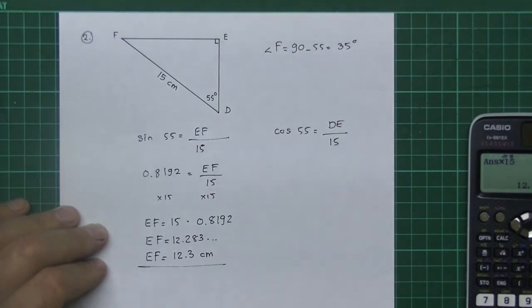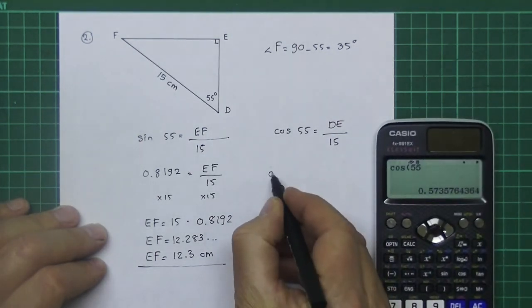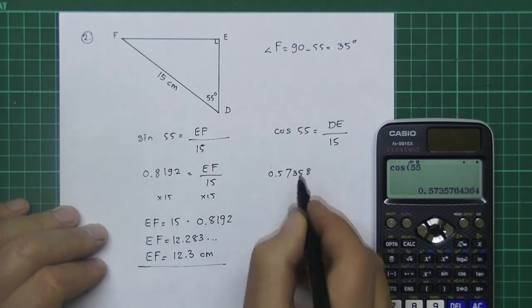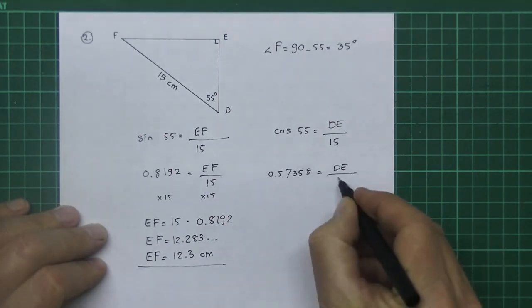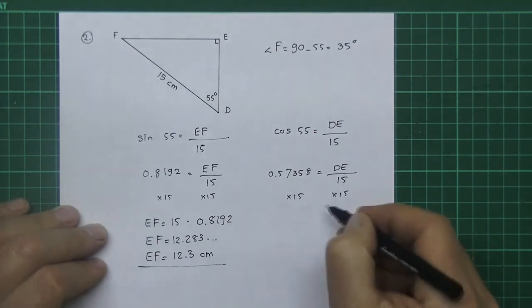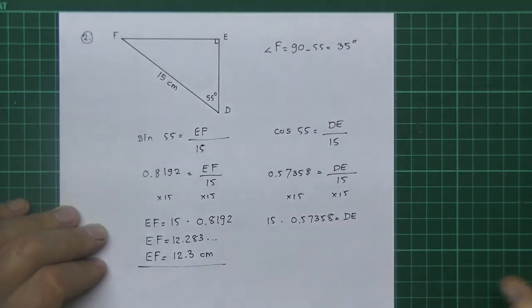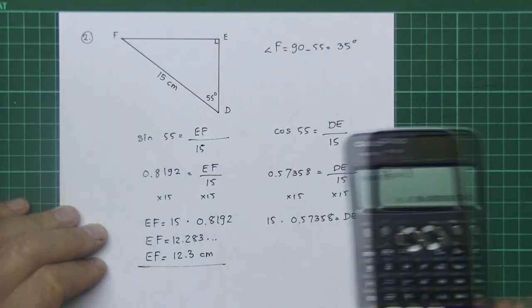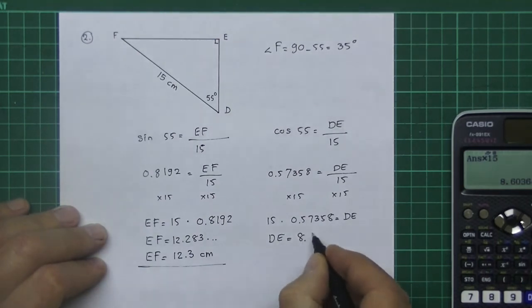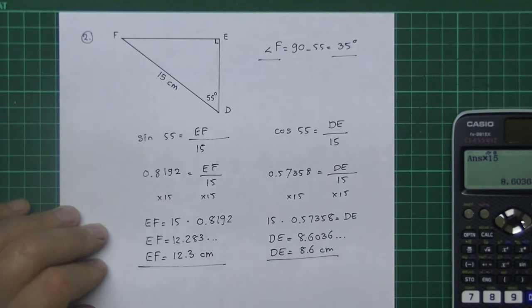Go on here with cosine of 55. The cosine of 55 equals 0.57358 equals DE over 15. Multiply both sides by 15. That will get rid of the denominator and therefore also the fraction. So then these cancel out and I get 15 times 0.57358 equals DE. And so I will get DE is 8.6036 etc. And so if I round that off, I get DE is 8.6 centimeters. All right, we already got what angle F is. So now we got all three angles and we got all three sides. That is problem number 2.